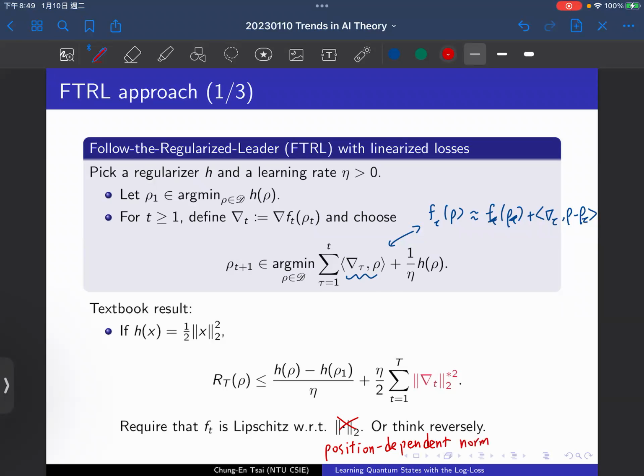So what does position dependent mean? It just means that there is a norm that depends on the position rho. Being Lipschitz with respect to this norm means that the gradient of f at rho t, measured in the norm at rho t, is upper bounded.